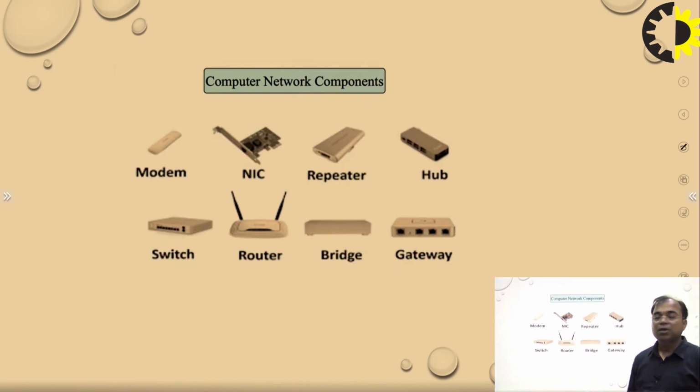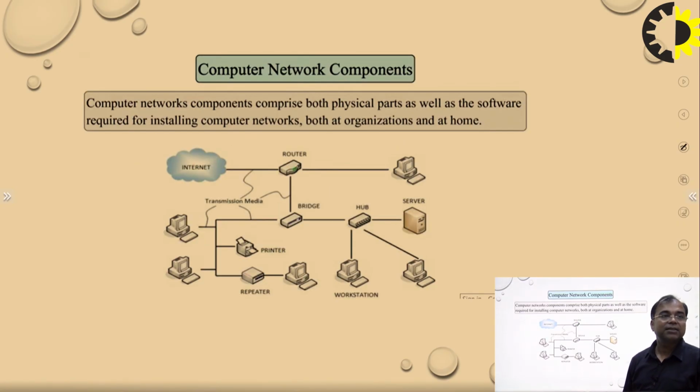Next important is computer network components. We have a modem, NIC card, repeater, hub, switch, router, bridge, gateway, and many more network devices. Let's start with the first network device, and how the computer network is connected with it. This is the scenario where we connect as many devices as we want. Computer network components comprise the physical parts as well as the software required for installing the computer network.